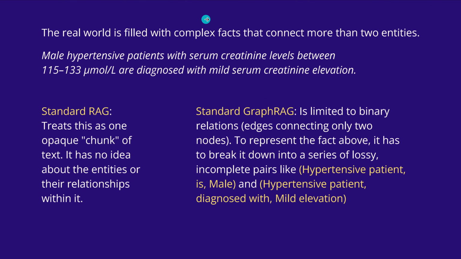The real world is filled with so many complex facts, especially at hyperspeed, that connect more than two entities. So if we go with just a classical graph structure, it will not be enough. And I have this sentence here, from the Graph-R1 paper. Look at this sentence. You have a relation between a patient with a particular condition, hypertensive, with a specific level of an object, with a specific quantification and a specific diagnosed grade.